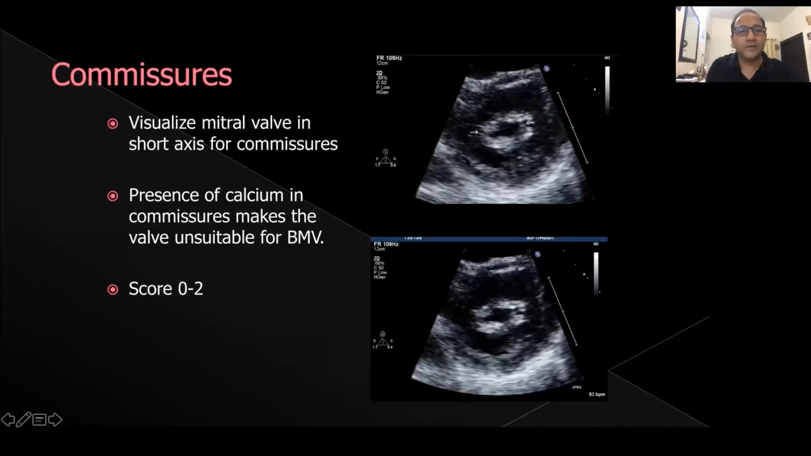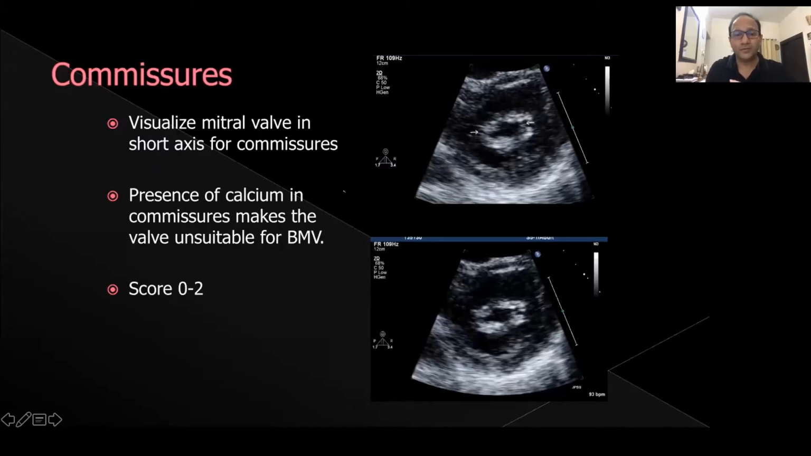Now, very important is the commissures. When you visualize the short axis, you are going to look at the mitral valve. So how do you actually come to the tips? Now that you have X-plane, you can have orthogonal views, you can cut the tips of the mitral valve very well in the advanced echo machines. You have multiplanar imaging, which is available. Hence, the commissures can be very well visualized in short axis view.